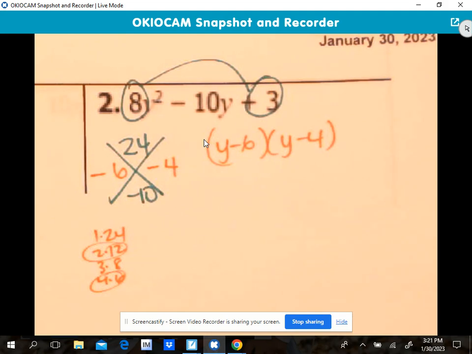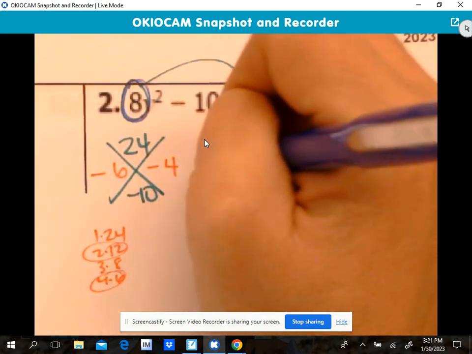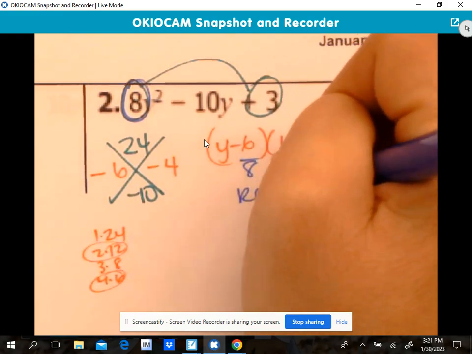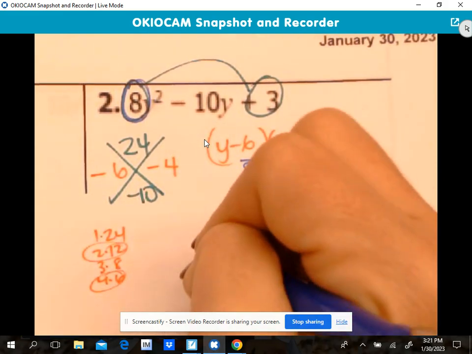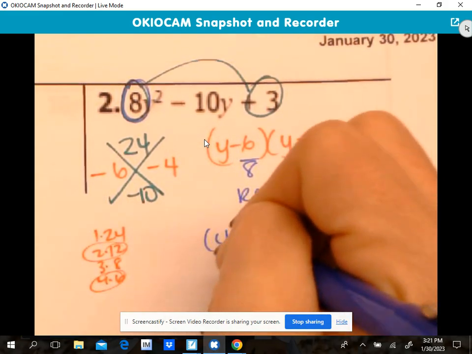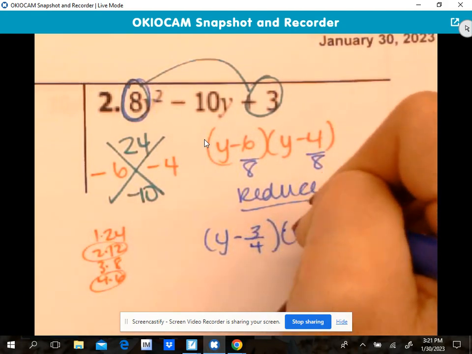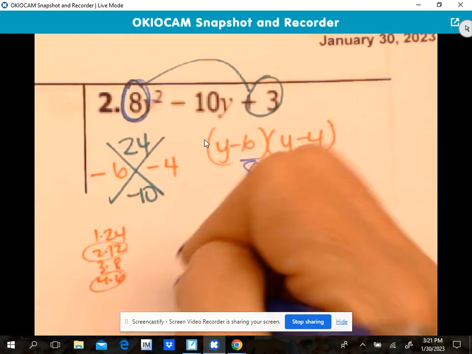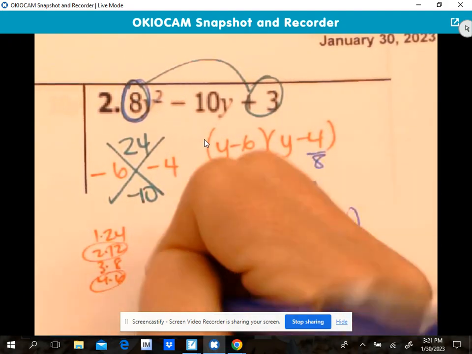All right, and then these are going to have to be divided by our 8. And again, we've got two fractions that we have to reduce. So that turns into y minus 3 over 4 and y minus 1/2. And now we can bottoms up.